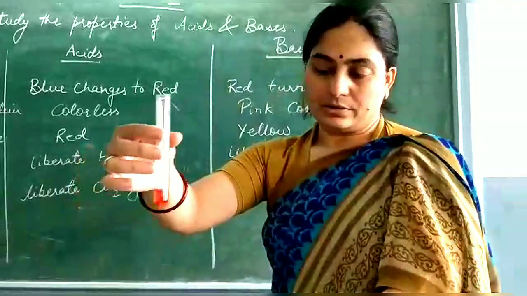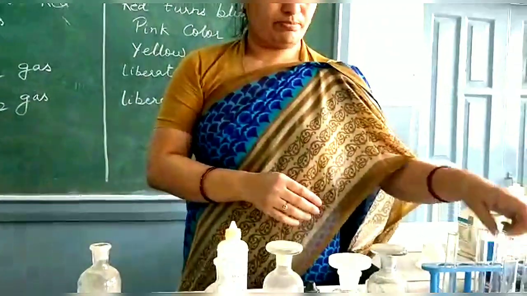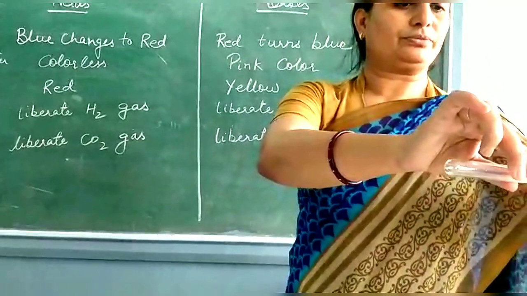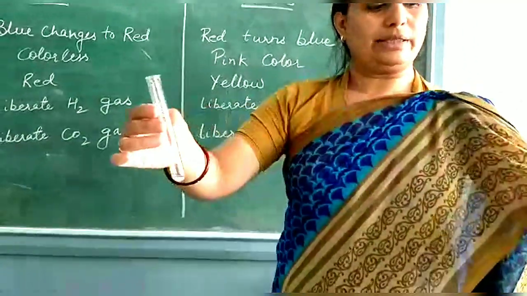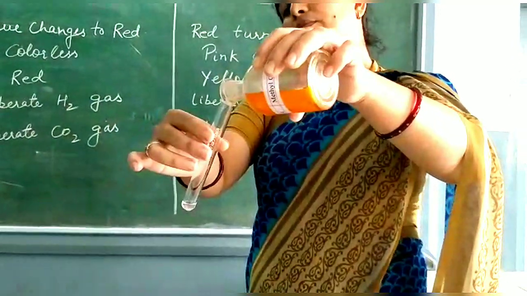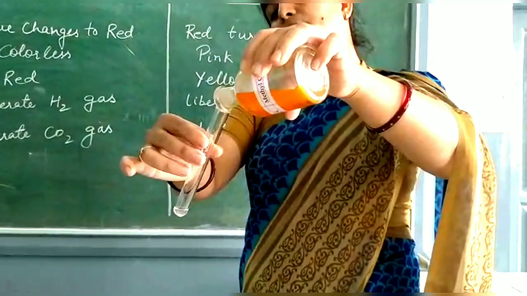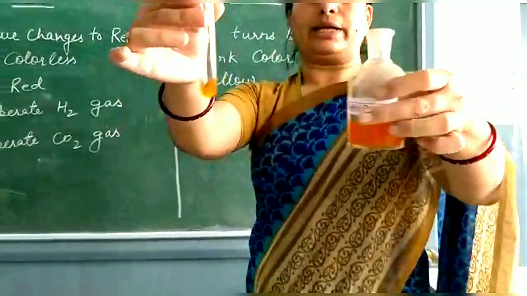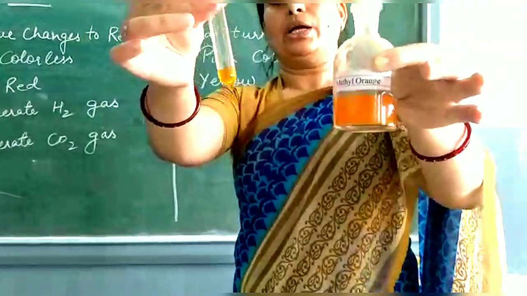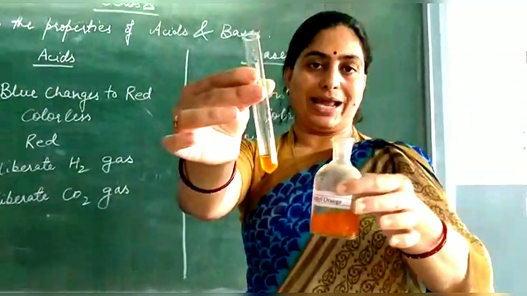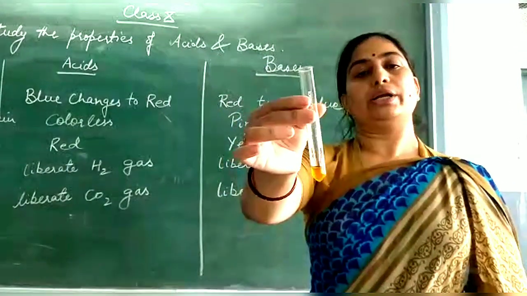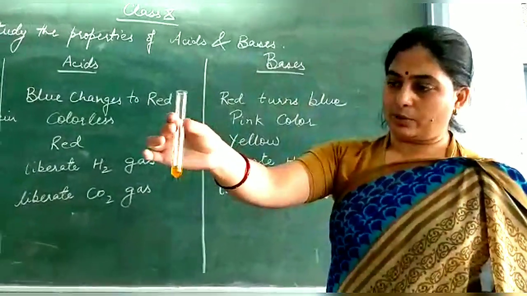Now we see base. I have taken some base in a test tube and then I add a drop of this methyl orange and I found that it changes to yellow. You can compare again, this was orange and now it changes to yellow. So acid turns methyl orange red and base turns methyl orange yellow. So this is another property.